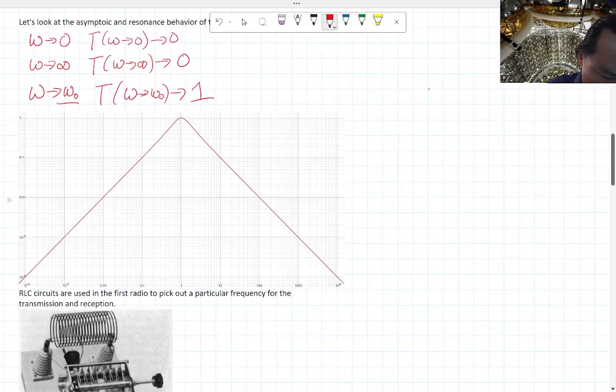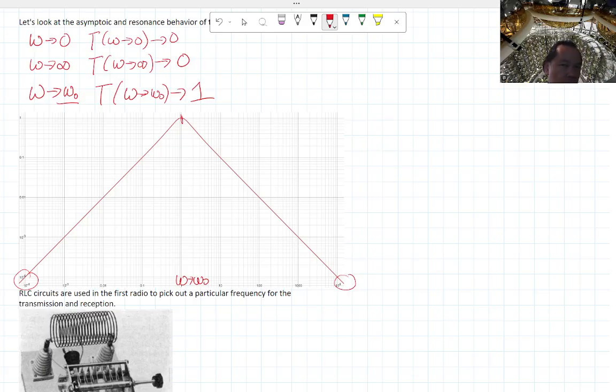When omega goes to omega naught, which is exactly at this point up here, your transfer function goes to 1. As omega goes to 0, your transfer function goes to 0. As omega goes to infinity, your transfer function goes to 0 also, which is kind of neat, because now you have a circuit that picks out one frequency. It picks out one frequency the best, it does the nearby frequencies kind of okay, and then it goes away, it goes away, it goes away.